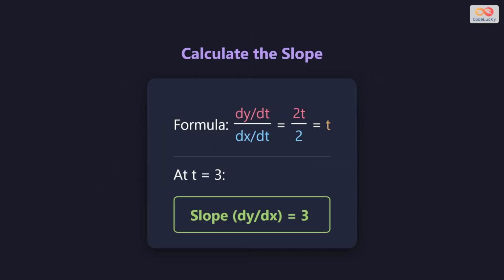Now we construct our ratio. We place dy/dt on top and dx/dt on the bottom. That gives us 2t divided by 2. The 2's cancel out, leaving us with just t. Finally, we plug in our specific value of t equals 3. So the slope of the curve at that moment is exactly 3.